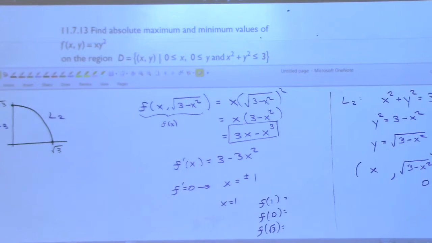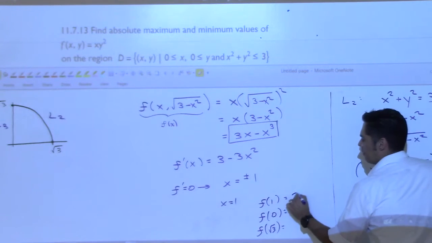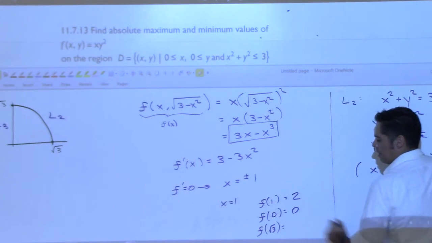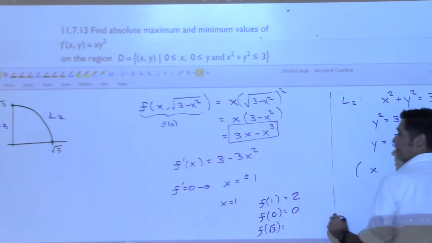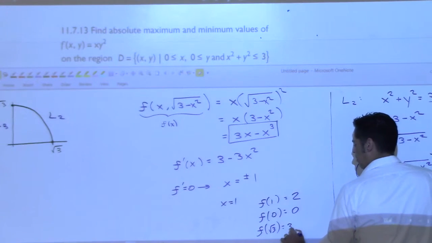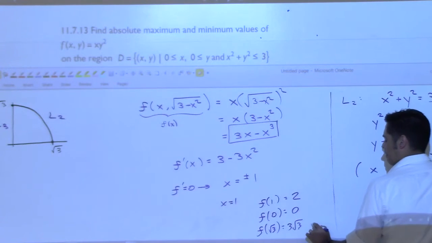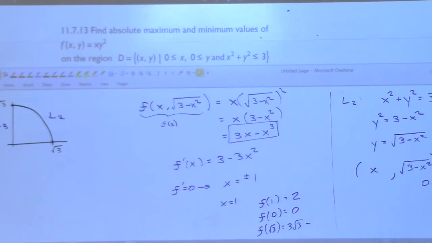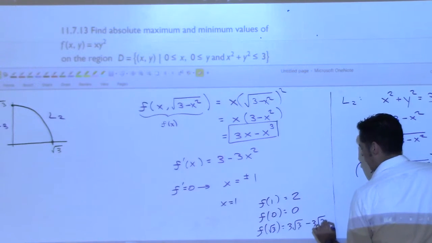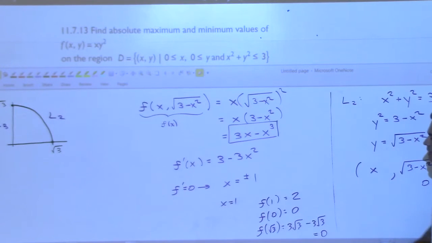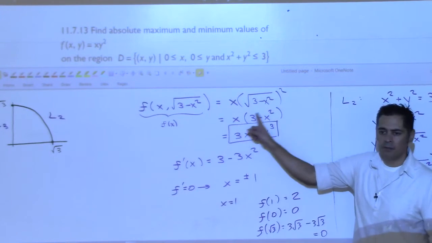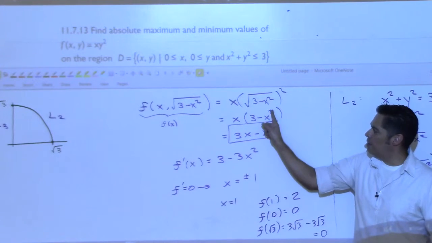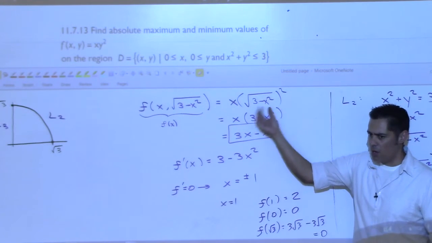So what's f of 1? 2. F of 0 is 0, and f of root 3 is weird. It's 3 root 3 minus 3 root 3 again. Yeah, it's 0. I think it's easier to plug root 3 into this one right here. Because if you go root 3 right here, you square it, it becomes 3, and 3 minus 3 is 0, so that's gone.